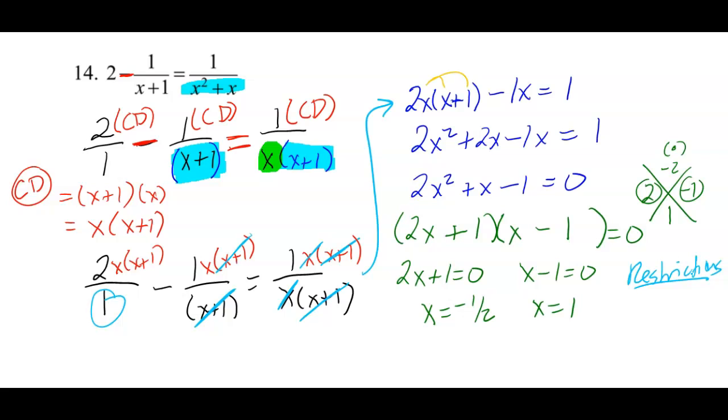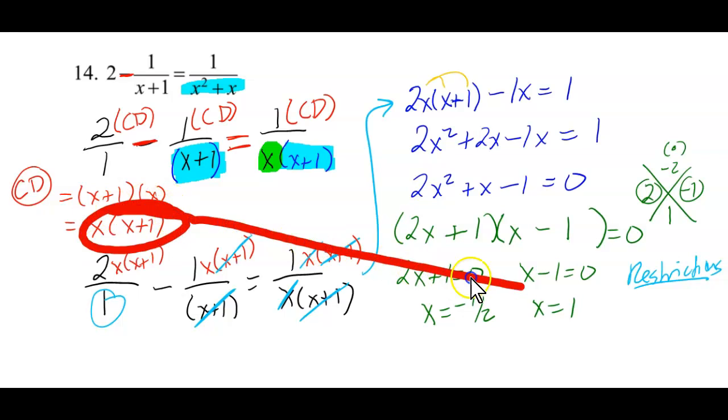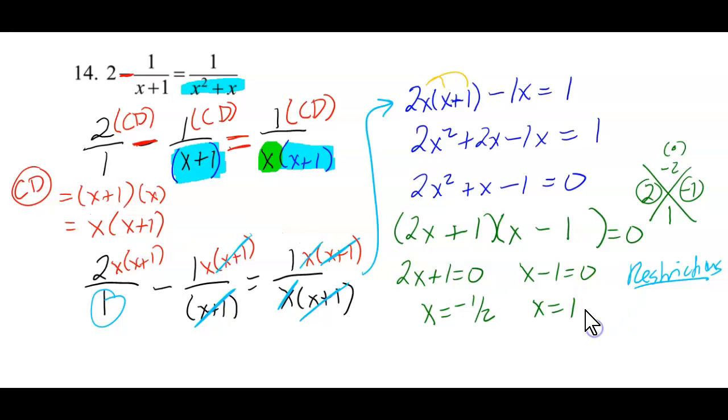And essentially where I'm getting my restrictions, once again, is the common denominator. So that's what I'm going to write over here to check. So I'm looking for where x times x plus 1 equals 0. That's going to be x equals 0, x equals -1. So these are my values that are not possible.